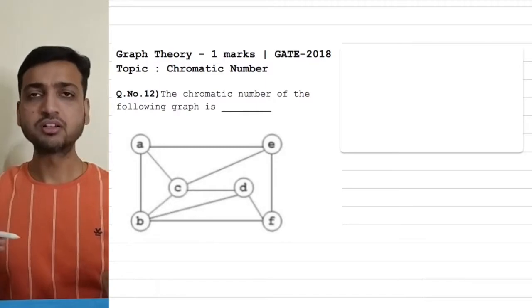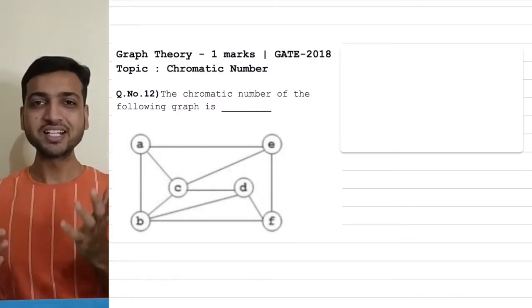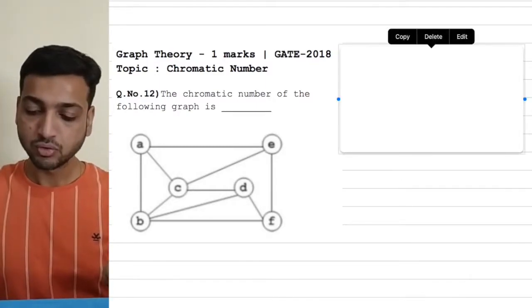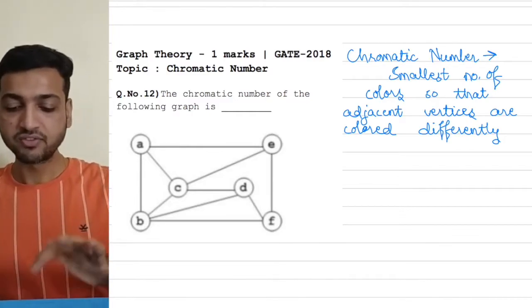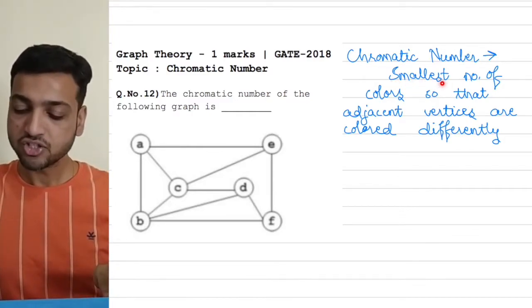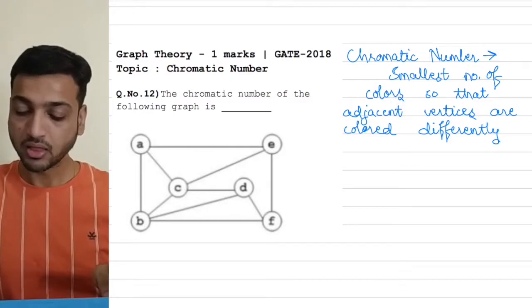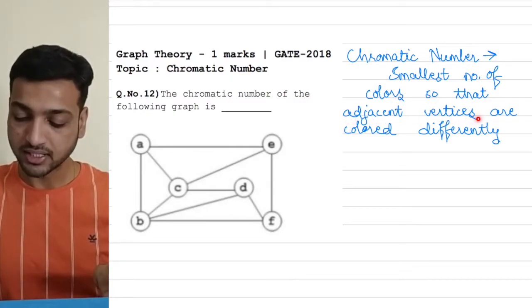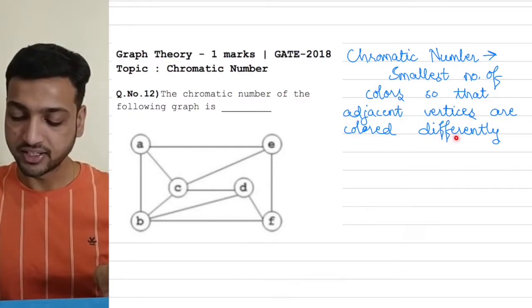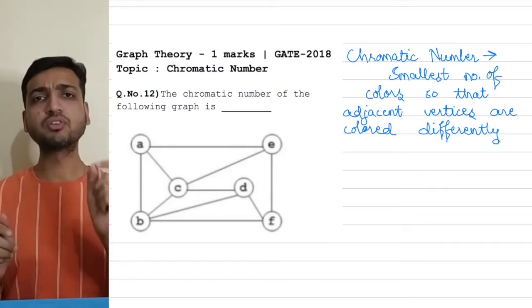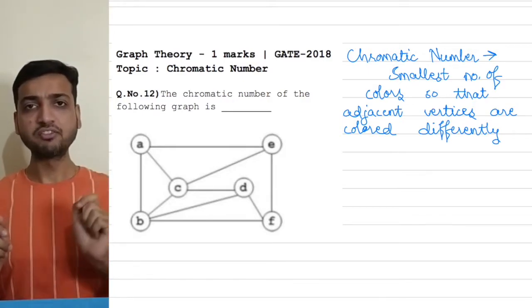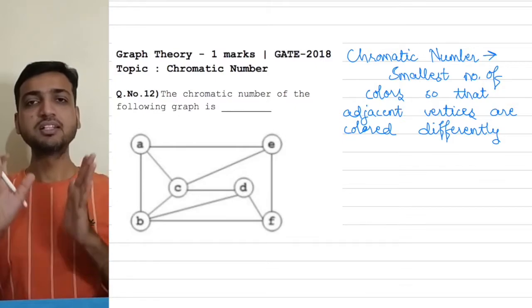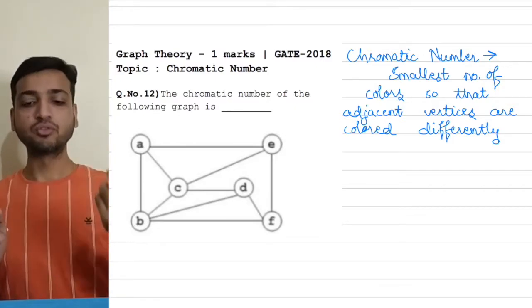Now, before we start solving the question, let's quickly revise what's chromatic number. So chromatic number, as I've mentioned here, is the smallest number of colors so that the adjacent vertices are colored differently. So the smallest number of colors which we can give in a graph so that the adjacent vertices are colored differently is called the chromatic number of the graph.